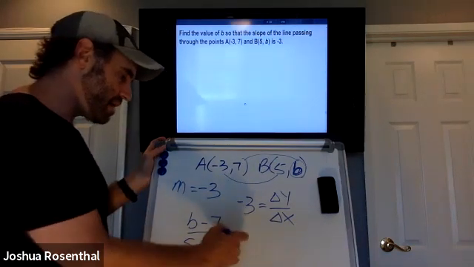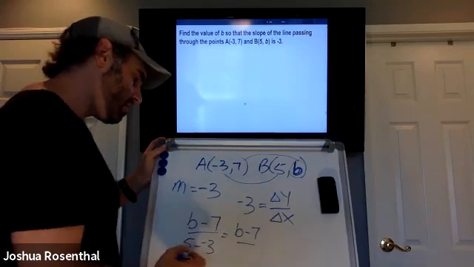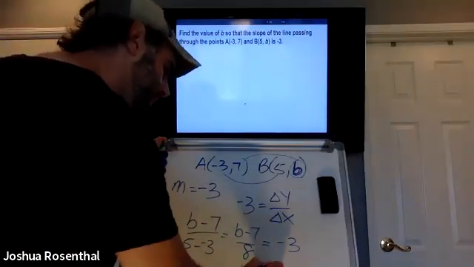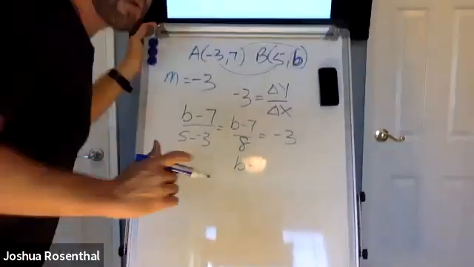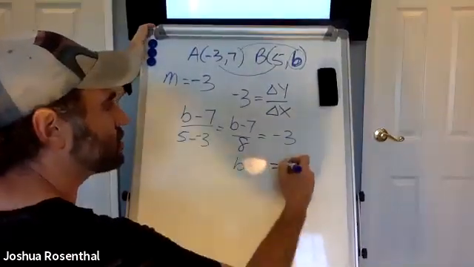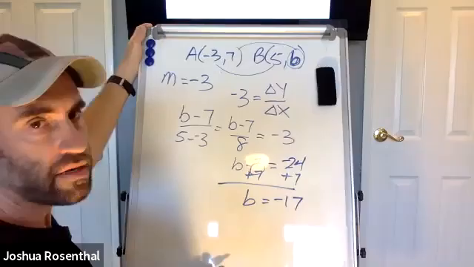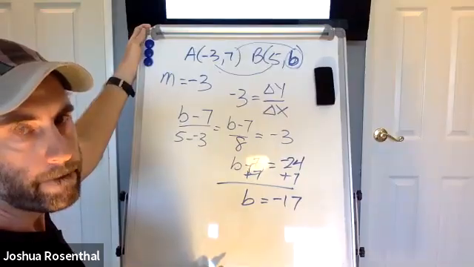Then you get b minus 7 over 5 plus 3, which is 8, has to equal -3. So then you multiply 8 times -3. Multiply both sides by 8 to get b minus 7. B minus 7 is equal to -24. And then you add 7. And b equals -17. That's it. And you're done. Boom.